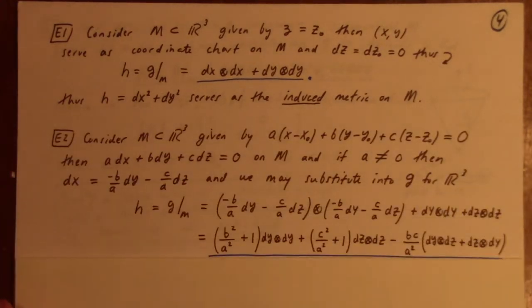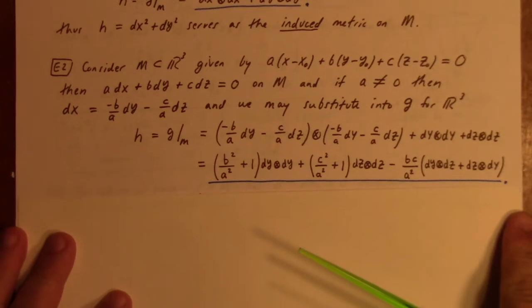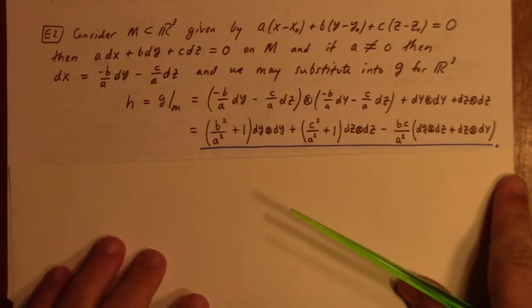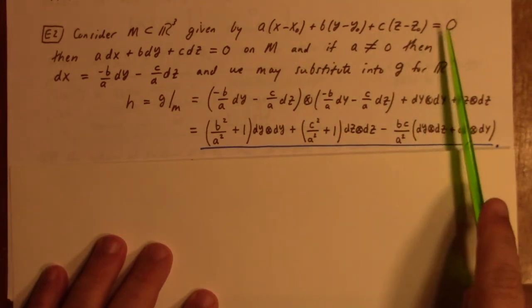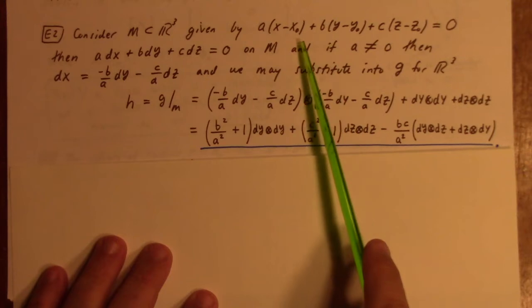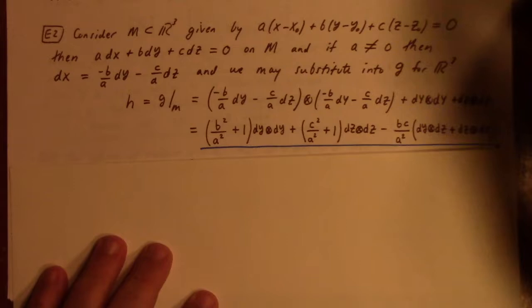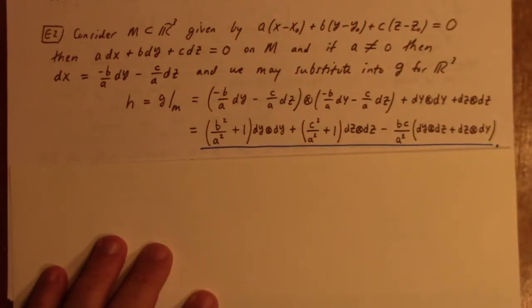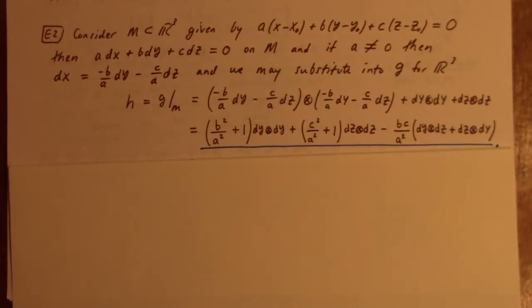Example 2, a little bit more adventurous here. I looked at a plane, defined by a times (x minus x naught) plus b times (y minus y naught) plus c times (z minus z naught) equal to 0. All right, and so that's the plane with normal (a, b, c). You take the differential of the plane equation and you get a dx plus b dy plus c dz equal to 0. And so if a is not equal to 0, just for the sake of specificity here, then you can solve for dx.